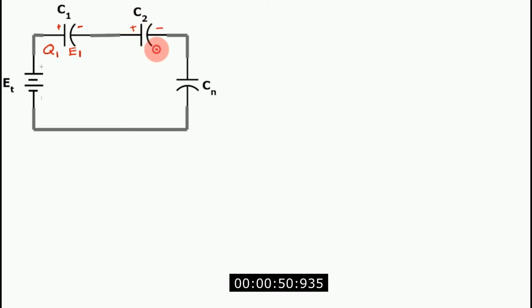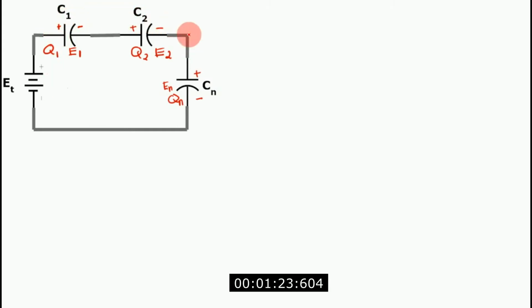So also this one, plus, minus, the positive charge and the negative charge. So it will be creating an electric potential, let's say E2. And the charge at C sub 2 is Q sub 2. For C sub N, this is your positive and this is your negative. We use here N for variable, which means that you can add more capacitors in series with C sub 1 and C sub 2. So you have also here a value for your potential, which is E sub N, at charge Q sub N.